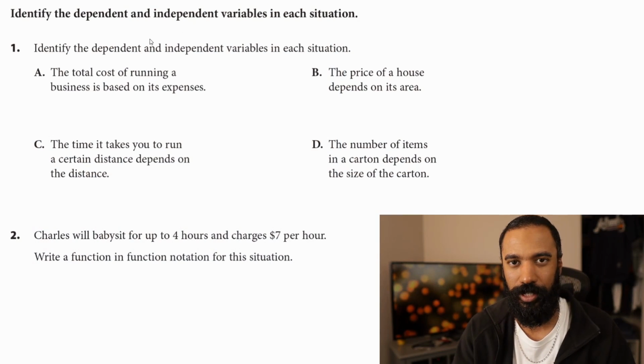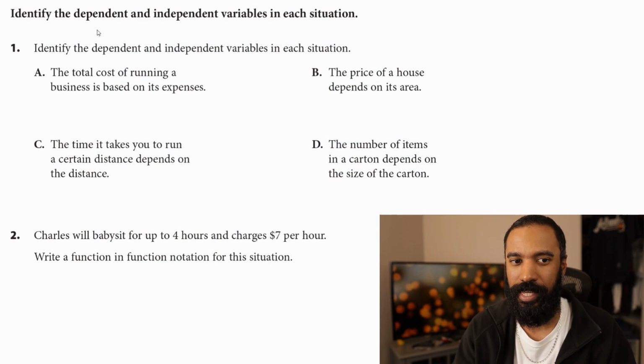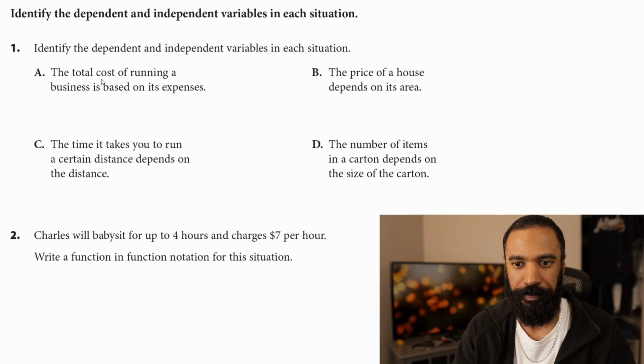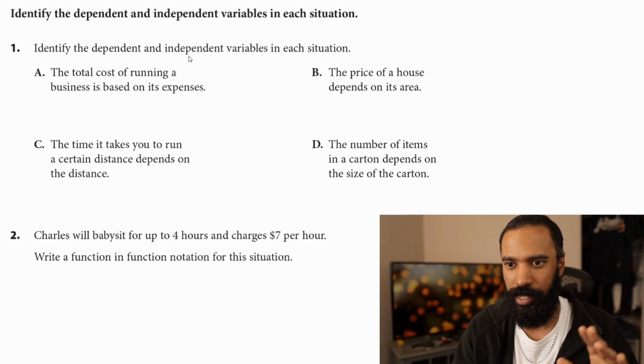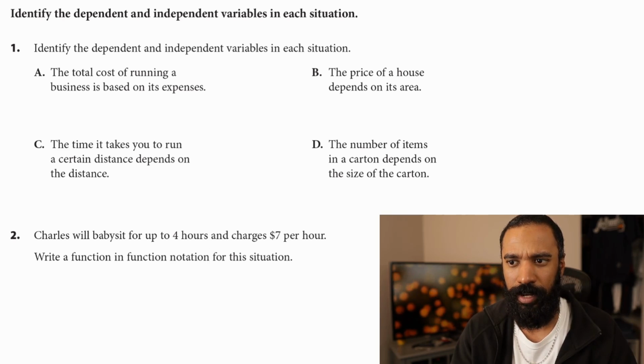Starting with problem number 1, which actually has 4 parts here. Identify the dependent and independent variables in each situation. So parts A, B, C, and D. What is dependent and independent for variables?